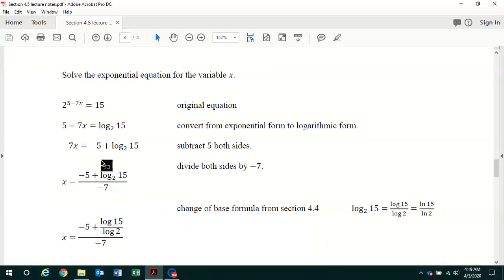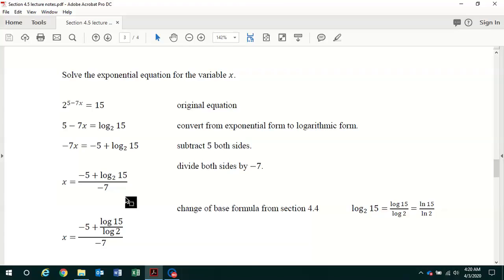Now, this is an exact solution, and if you can calculate a log in any base on your calculator, if you have that software, then you can just calculate log base 2 of 15 on your calculator, subtract 5 from it, divide by negative 7 to get the decimal approximation.